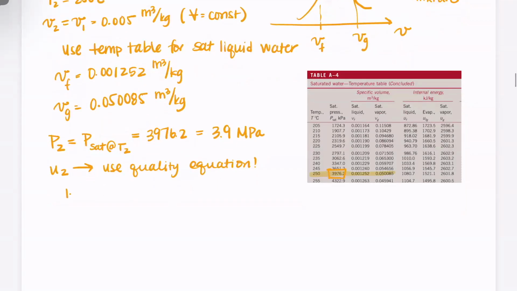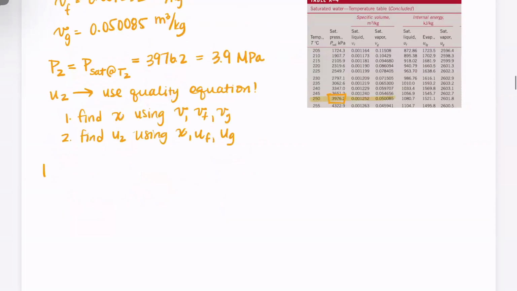So what we're going to do is, step one, we will find X using specific volume, VF and VG, and then find U2 using X, UF, and UG. Okay, I'll show you both. We have time. I'll interpolate also, and you'll see it's the exact same thing. Okay, so for step one, let's find X.